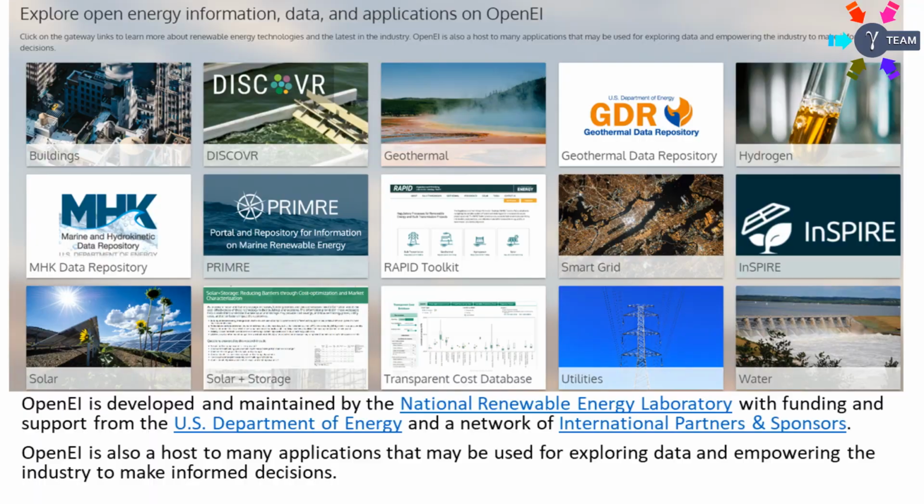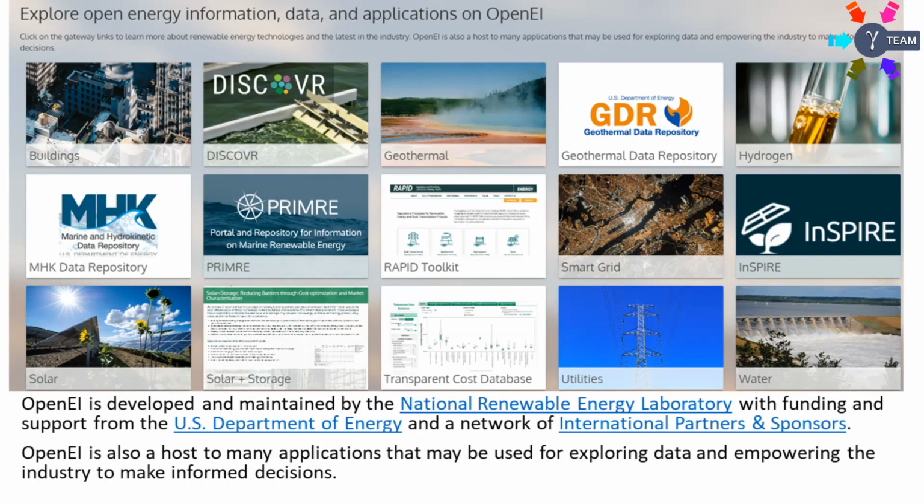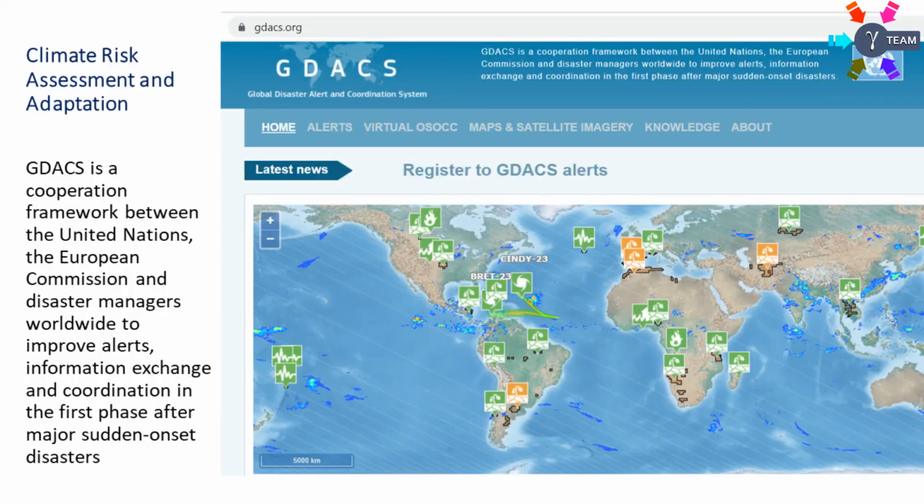So when you see some examples from them, the first one is to explore open emerging information, data and applications on OpenEI. The OpenEI is developed and maintained by the National Renewable Energy Laboratory with funding and support from the US Department of Energy and a network of international partners and sponsors. OpenEI is also host to many applications that may be used to explore data and empower the industry to make informed decisions.